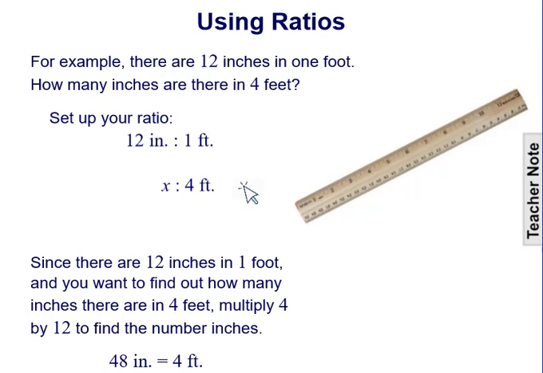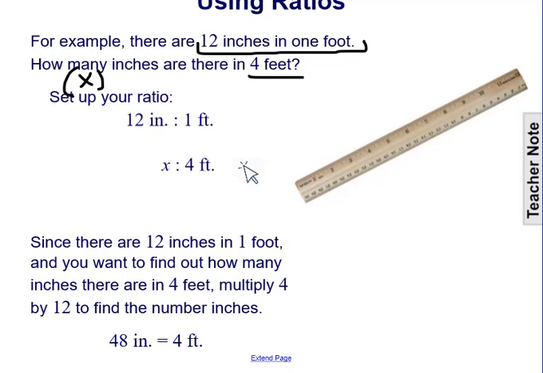But we can ask, how many inches are there in 4 feet? So in order to do this, we first set up a ratio using the given information, the 12 inches in 1 foot. And we then want to know how many inches, so that's an unknown, that's an x value, are in 4 feet. So we can write the ratios 12 inches to 1 foot is going to be some amount of inches to 4 feet.